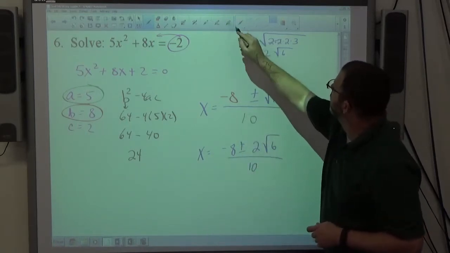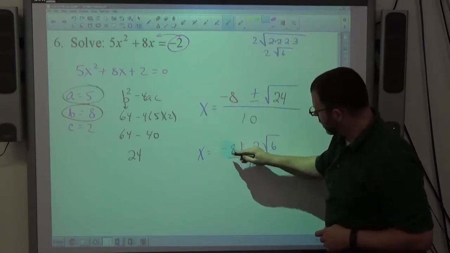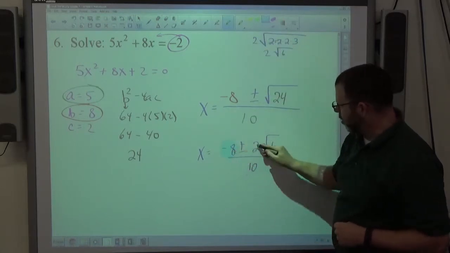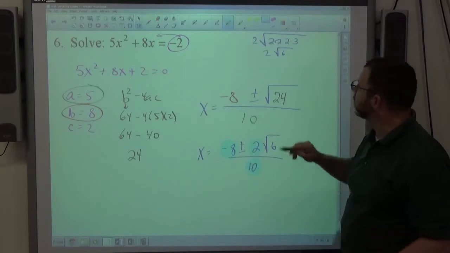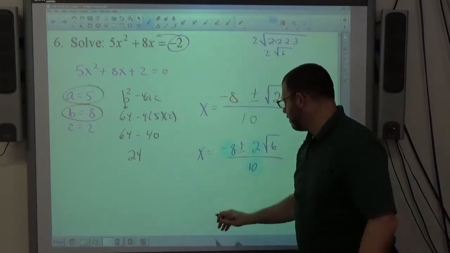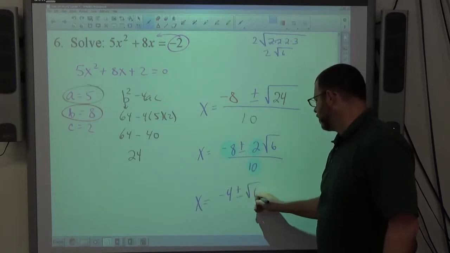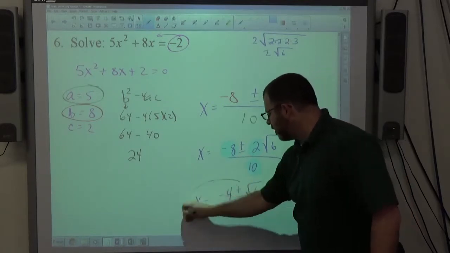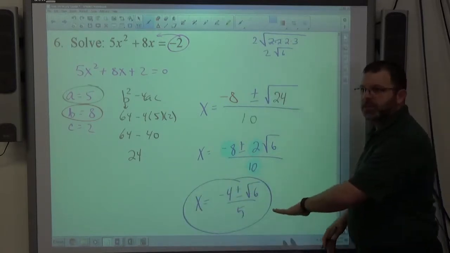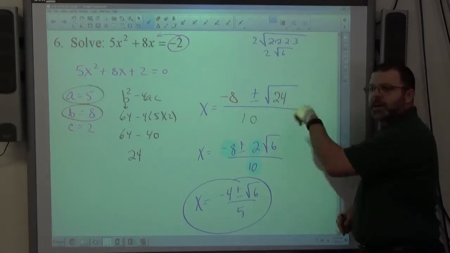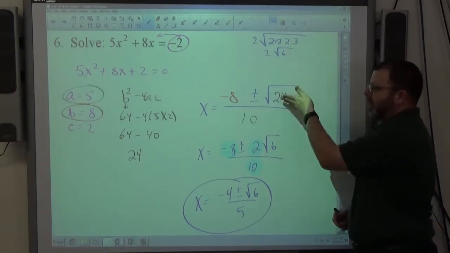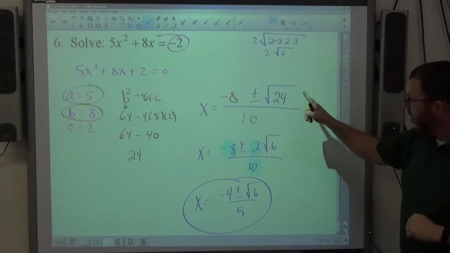At this point, the numbers attached to that term, and that term are all even, so they all divide by 2. So the best final answer here is going to be negative 4 plus or minus the square root of 6 over 5. And I do expect you to get all the way down to the most reduced answer every single time. If you leave it here, I'm going to take off half credit because you guys know how to do that. I expect you to do it.